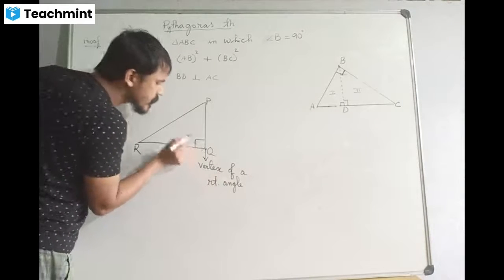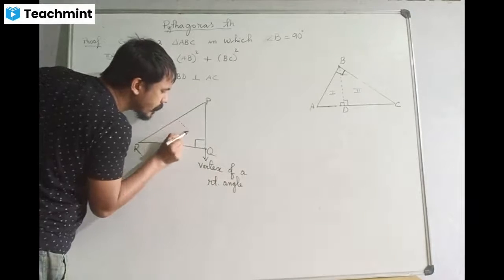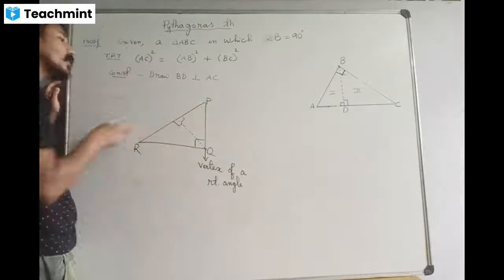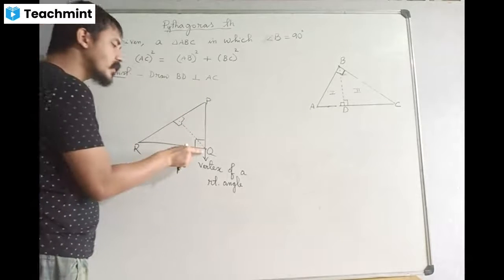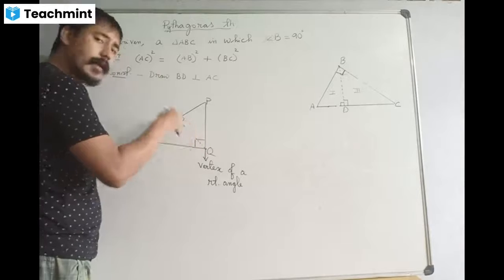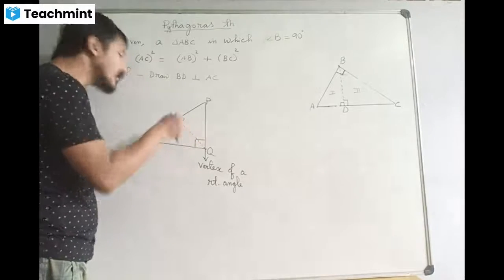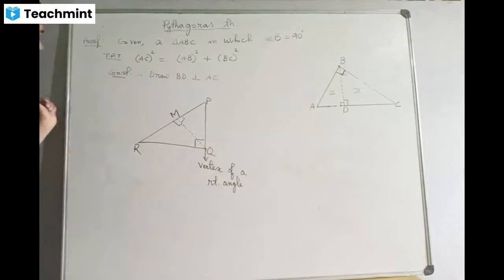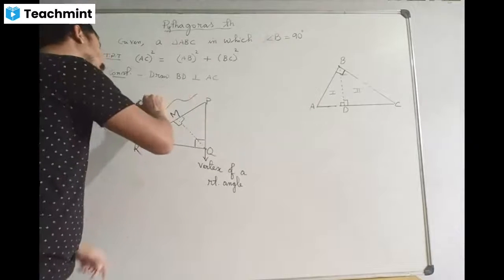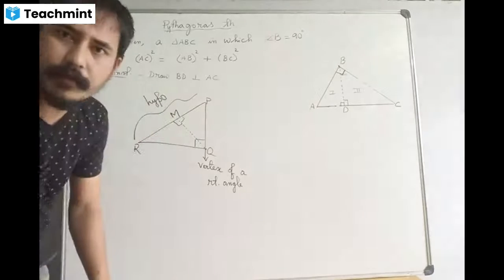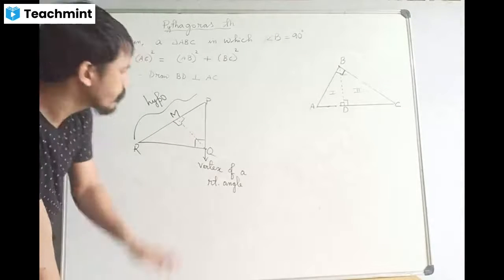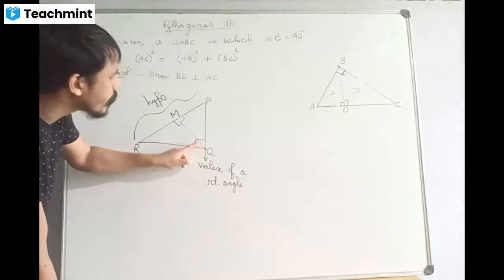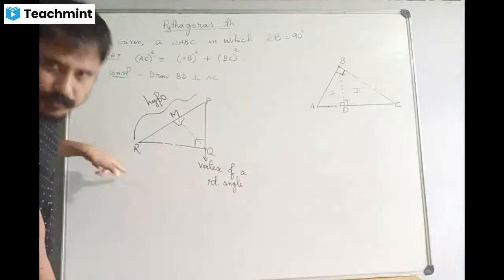Now from this vertex Q, you draw another line which is perpendicular to the hypotenuse. You can name it as QM. So this PR is your hypotenuse. So what I have done here, from the vertex of a right angle, I have drawn a perpendicular to the hypotenuse, right?